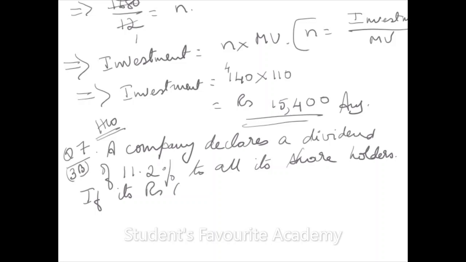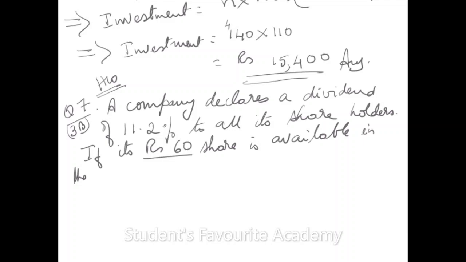If it's rupees 60 share, so what is this 60? Nominal value. If a rupees 60 share is available in the market at a premium of 25%. Premium means you have to add what? 25% of the nominal value to the nominal value in order to get what? Market value. Okay.